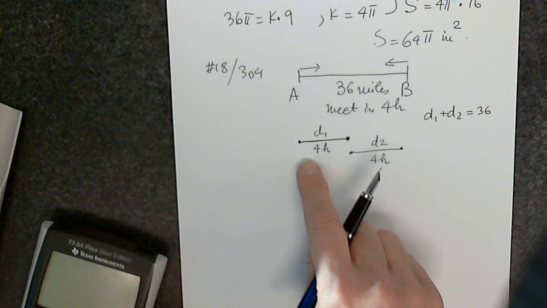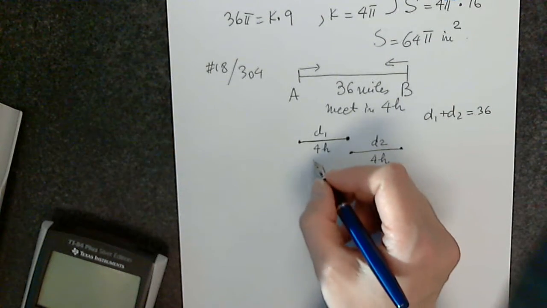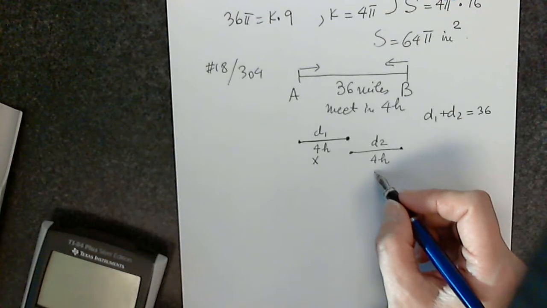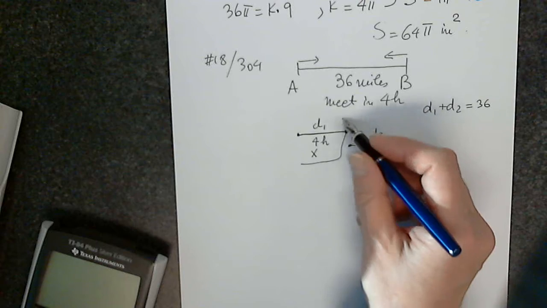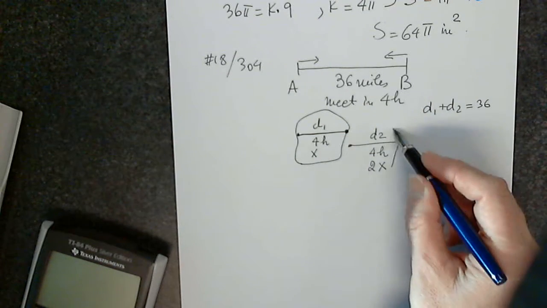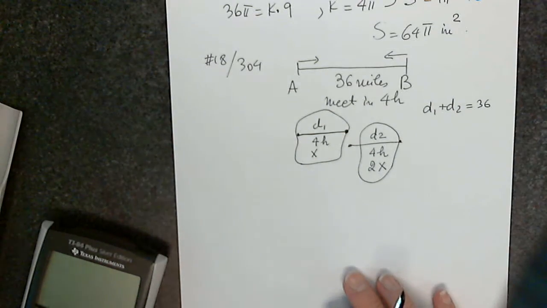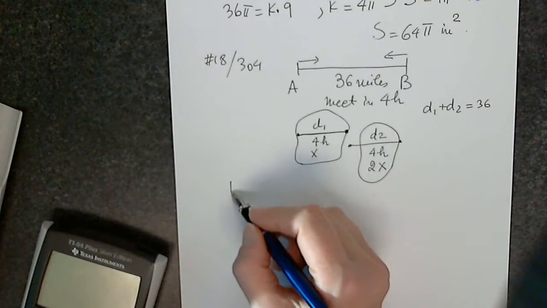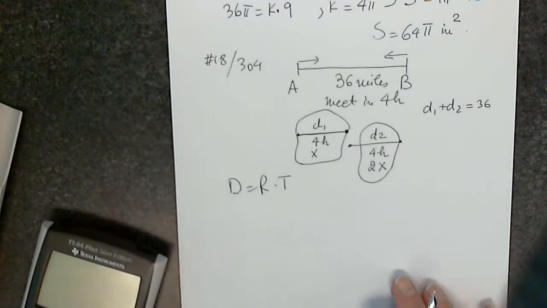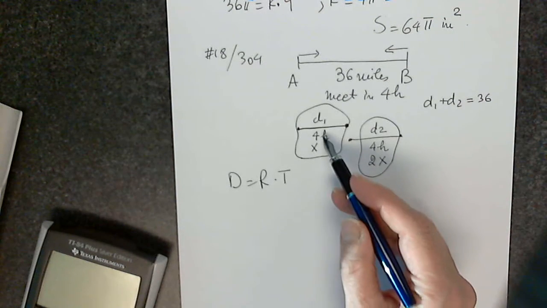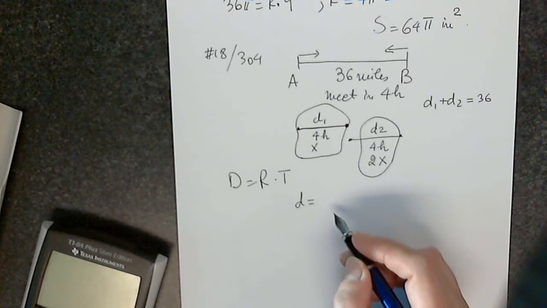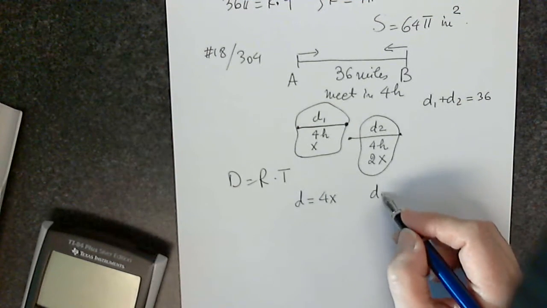Agreed? And let's say the speed of this one is x, and the speed of this one, 2x. Good. So now let's write this relationship for the first one and this relationship for the second one. And I know that distance equals rate times time for uniform motion, assuming that they keep the speed uniform, constant. Okay, so what will you say D1 equals to? 4 times x. What will you say D2 equals to?